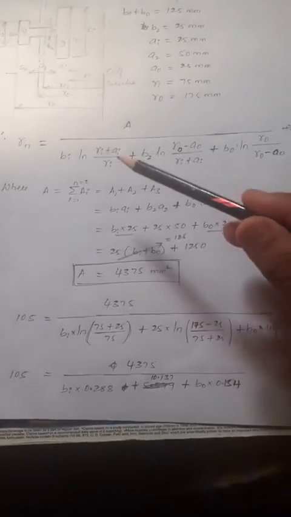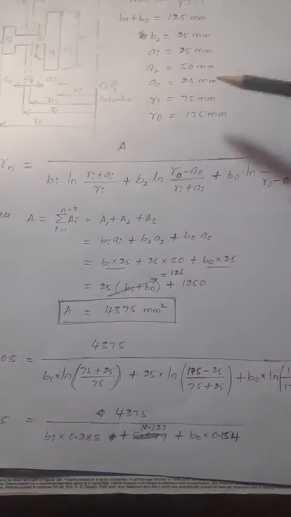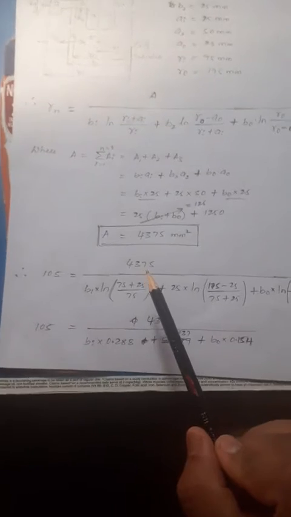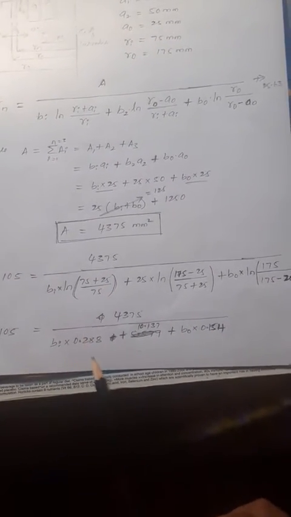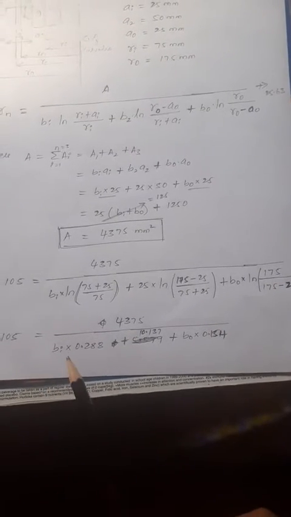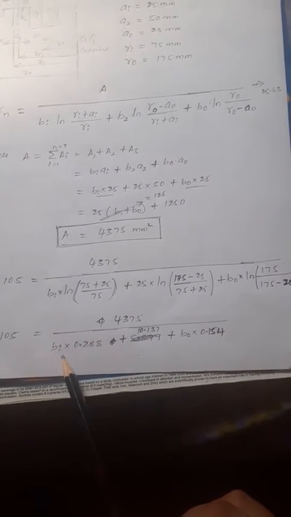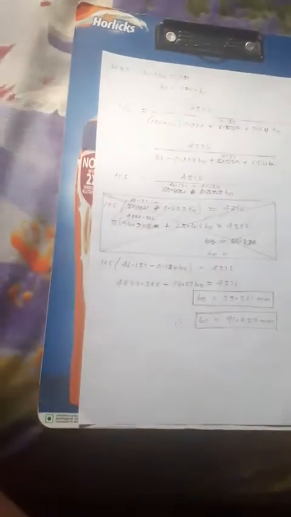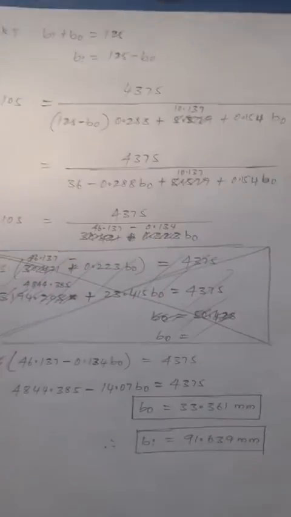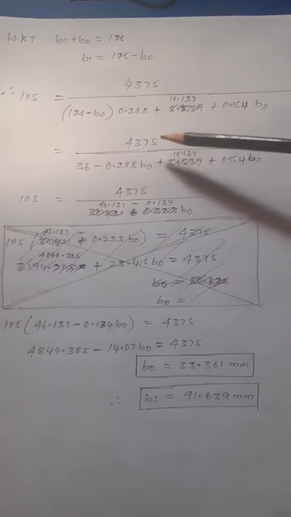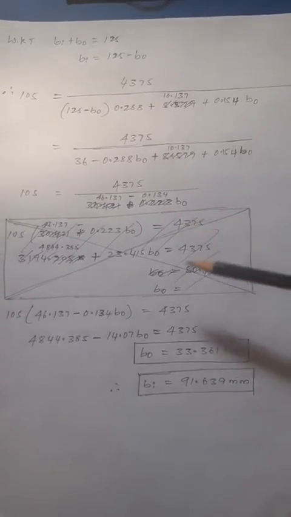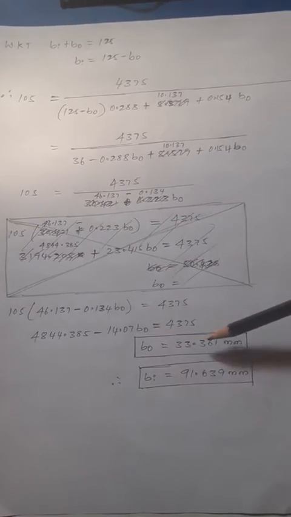Then the remaining data we already consider here from the given data. Now substitute that value; Rn we also already calculated, substitute. Now we will get this equation. Here also we know that Bi plus B0 is equal to 125. Substitute Bi in terms of B0 into the previous equations. Simplify it.